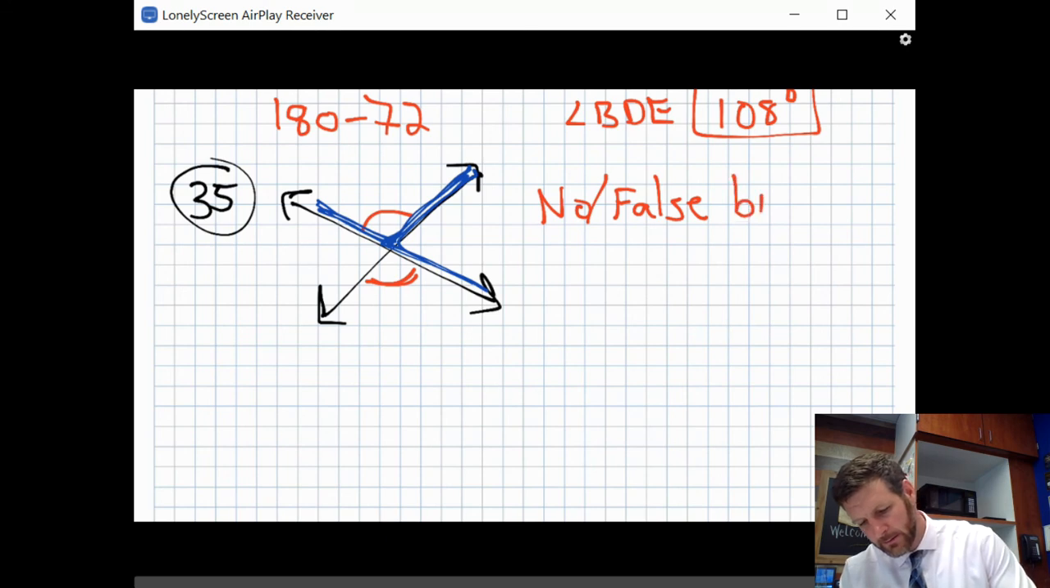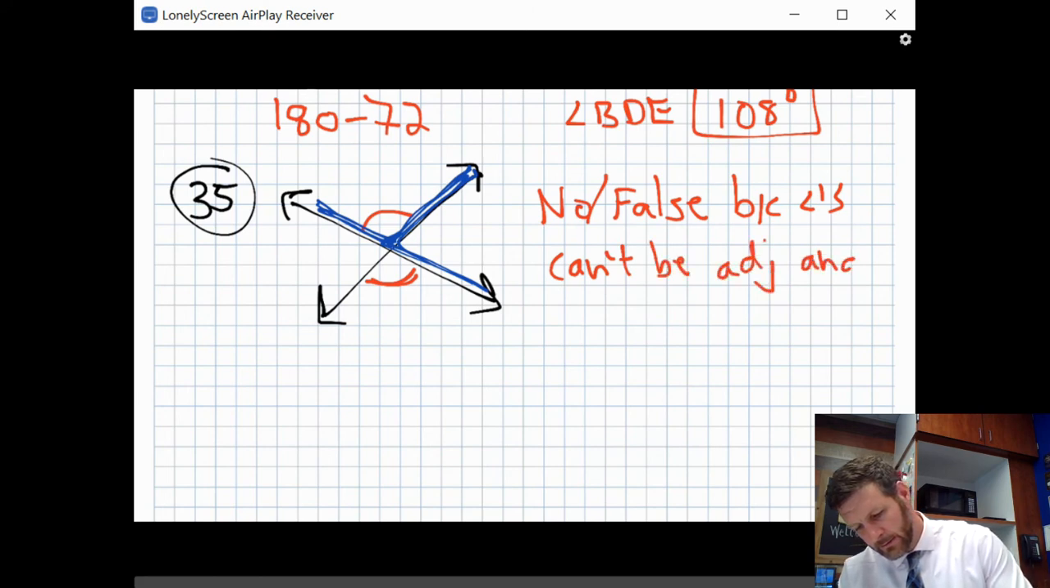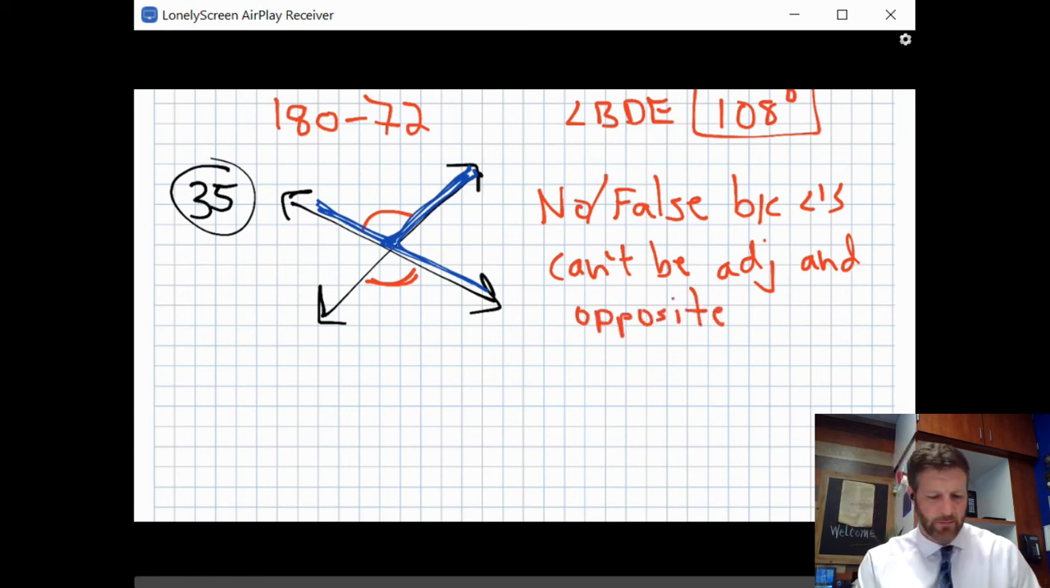Because angles can't be adjacent and opposite, or something like that. You could also say something, well, no, we probably wouldn't want to say that. That wouldn't technically be true. Yeah, they can't be adjacent and opposite at the same time.